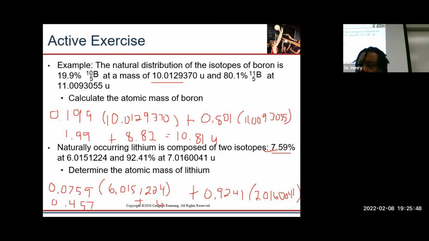So we have 6.483. And if we add it together, we get 6.94. Okay. And what do you have on your periodic table for lithium? Yeah. Okay.